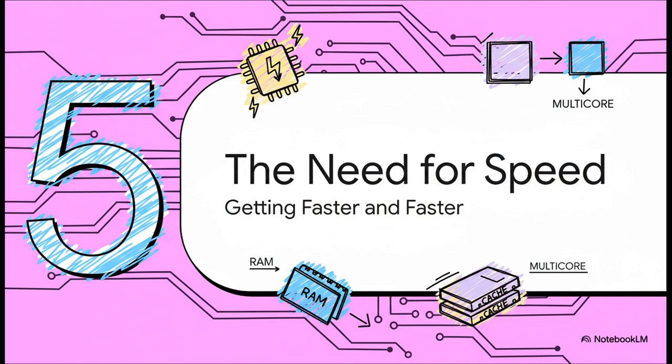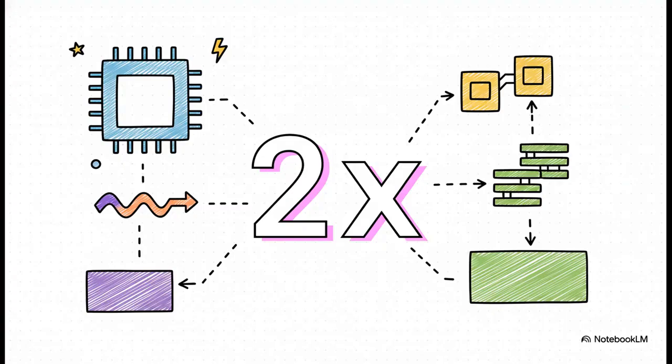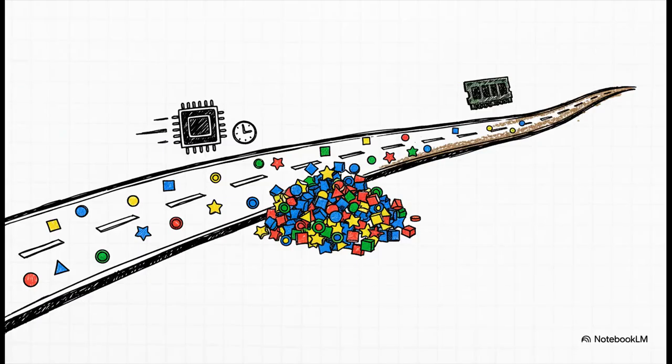And for the last 50+ years, the entire goal of computer design has been to make that engine run faster and faster and faster. You've probably heard of Moore's Law. It was an observation by Intel co-founder Gordon Moore that the number of transistors we can cram onto a chip doubles about every 18 months. And for decades, this law has been the driving force behind the incredible exponential growth in computing power we've all experienced.